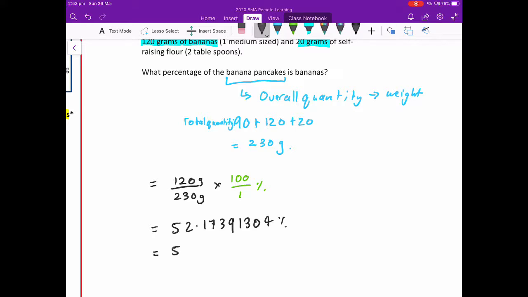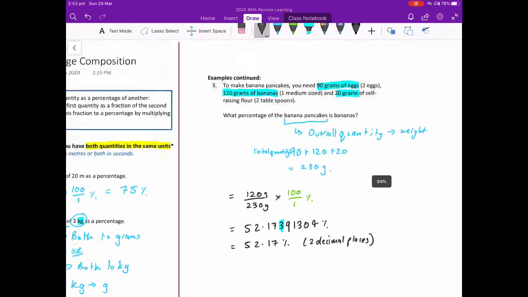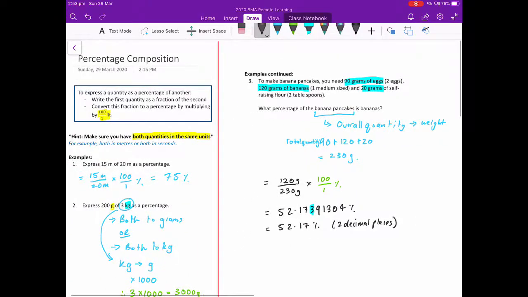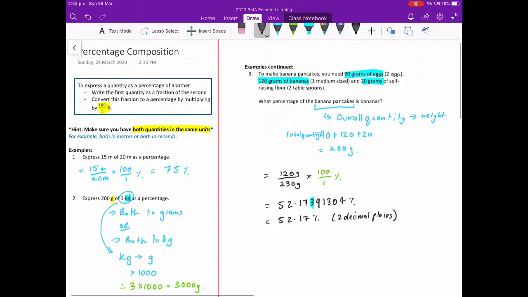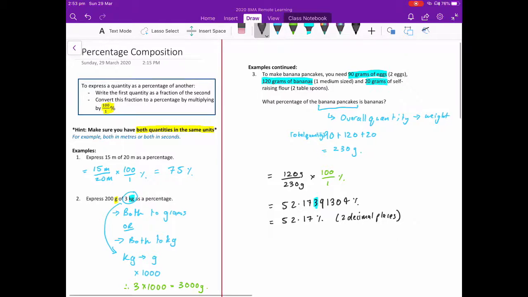Now let's round that to 2 decimal places. So let's go 52.17, and here I'm looking at this number here, the 3rd decimal place. I ask myself, is that below 5? And yes, it is. So I'm actually going to round this down to just 52.17% to 2 decimal places. And that is how you can calculate any percentage composition, and good luck with all your questions.